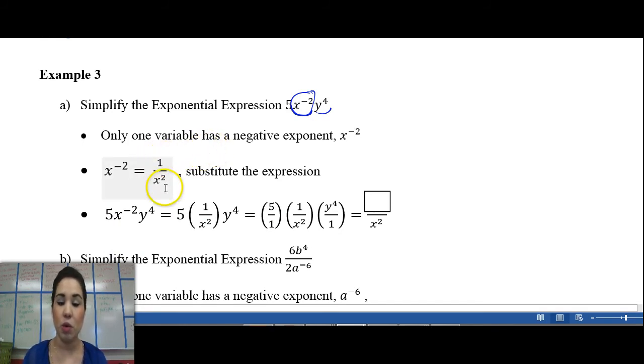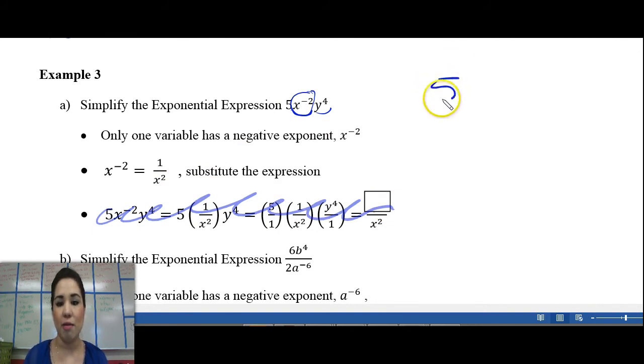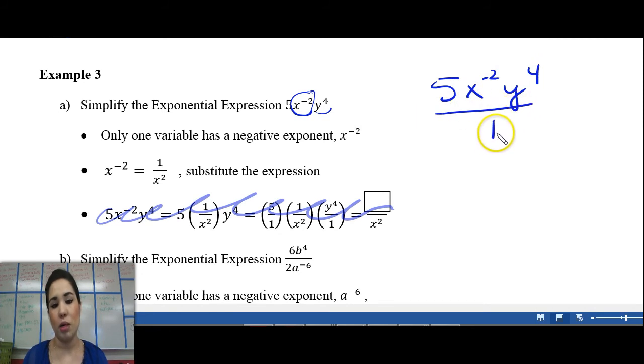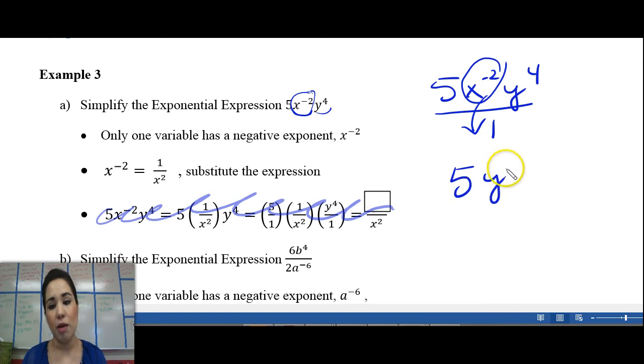Remember that this is 1 over x squared, so I can bring it to the denominator. I think this is kind of confusing, so just don't mind this. I'm going to write it over here. So what's happening? We have 5x to the negative 2, y to the 4th over 1. Technically, it's not written here, but any whole number is always over 1. We can't keep this on the top because it has a negative exponent, so I'm going to bring it down to the bottom. So that's going to be 5y to the 4th over x squared.